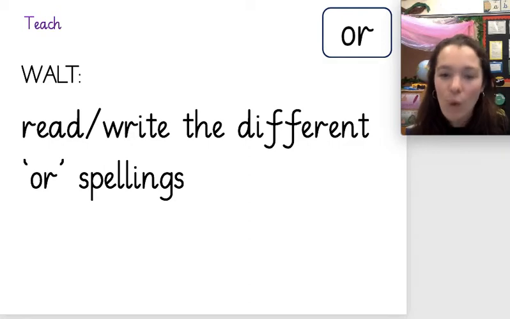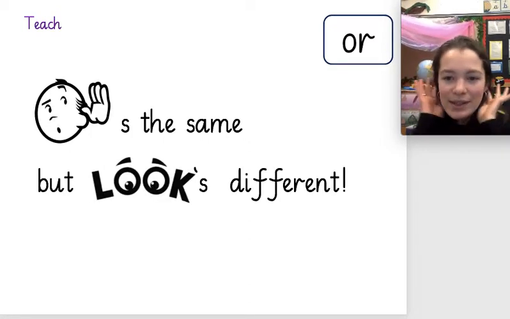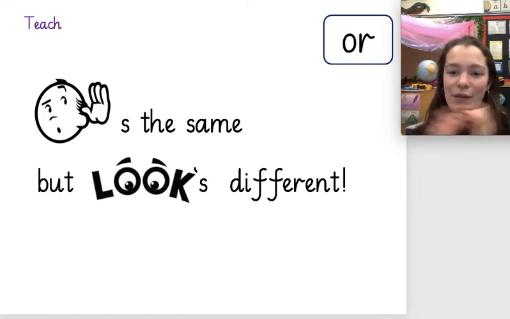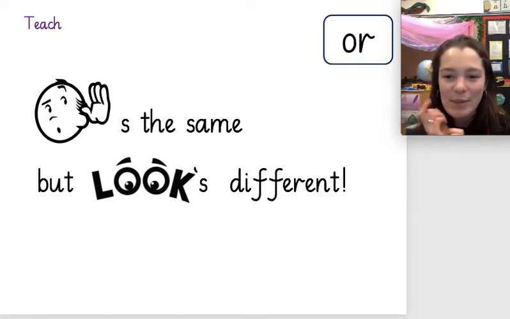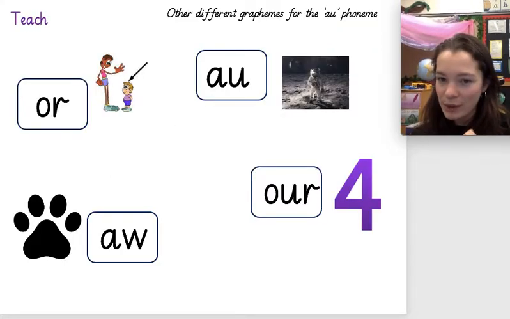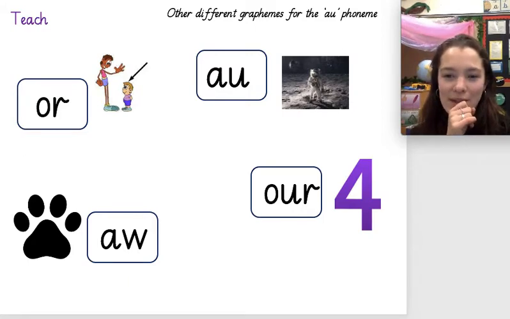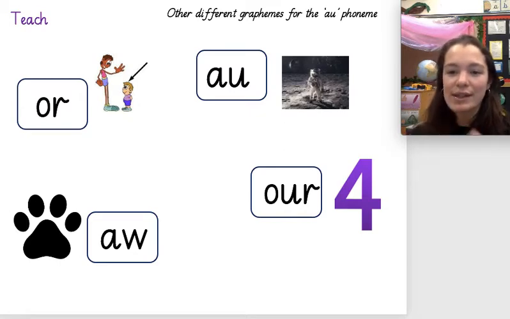Let's have a little look at our sound today. Today our sound is or. We are looking at the times when it might sound the same but it looks different. So we're looking at the different ways of spelling the or sound. We've got 4 or sounds that might often come up in our reading. I will read you the word and I would like you to pause the video and write it down using that sound that is there.